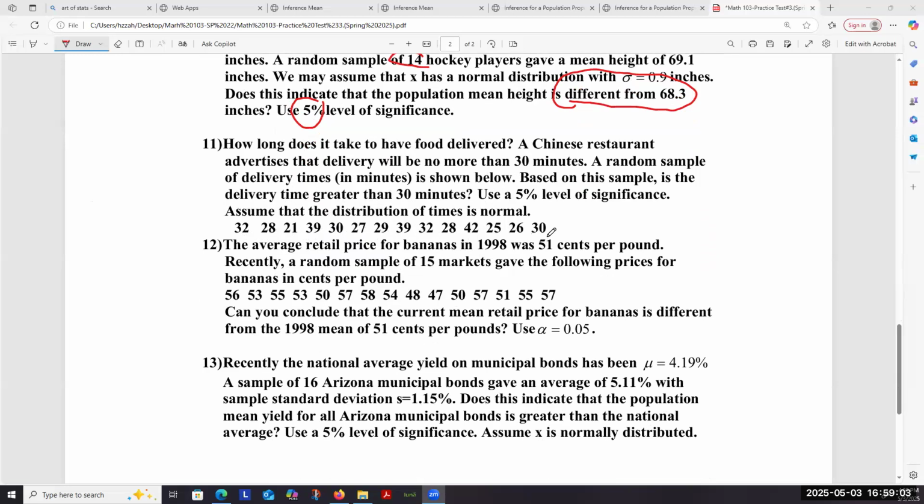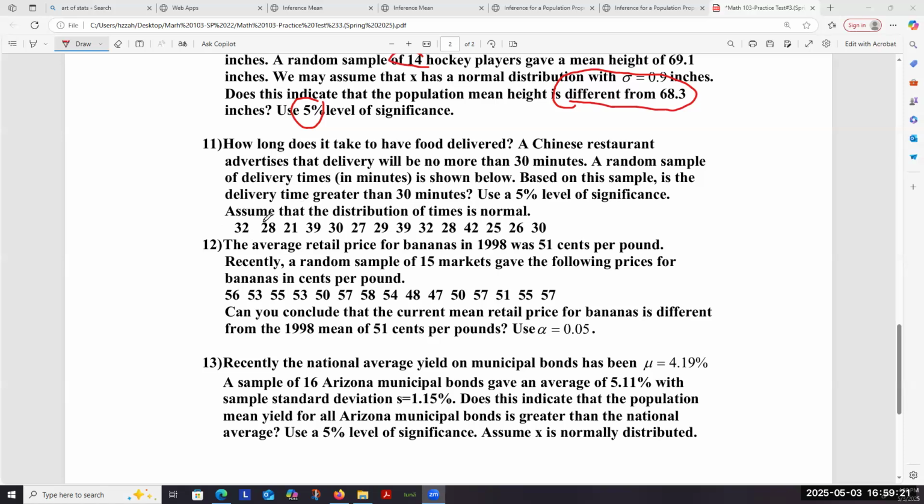So again, you have an extra job. The extra job is you have to find the X bar and the S yourself. But you can use an application for this one. If you drop the data into the application, automatically you will get the X bar and the S. Okay, so what's the situation?